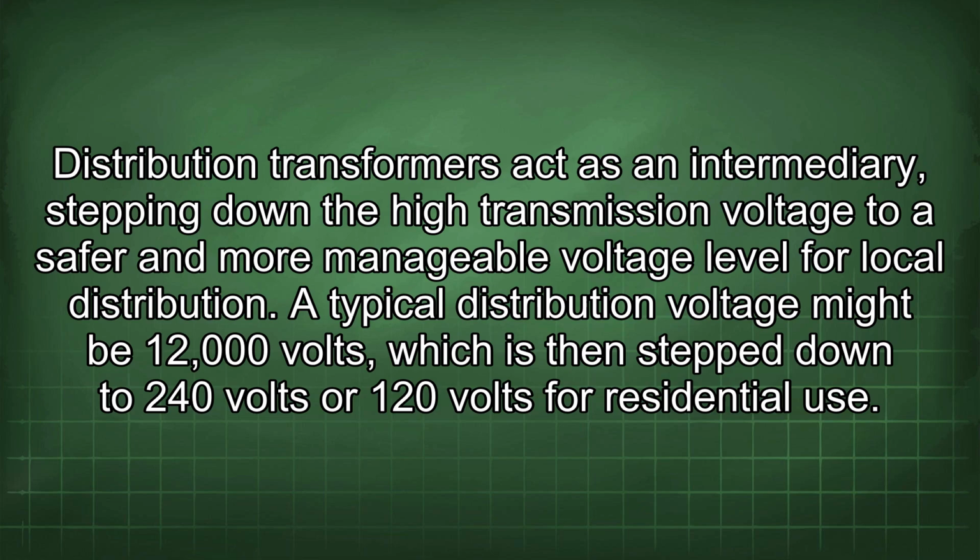Distribution transformers act as an intermediary, stepping down the high transmission voltage to a safer and more manageable voltage level for local distribution. A typical distribution voltage might be 12,000 volts, which is then stepped down to 240 volts or 120 volts for residential use.